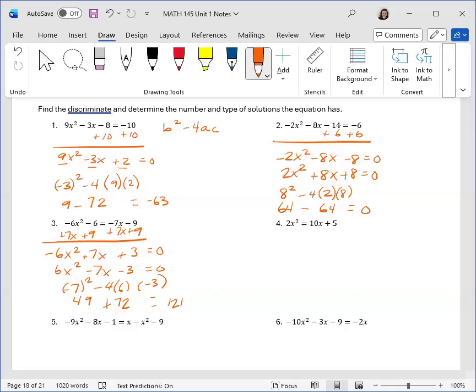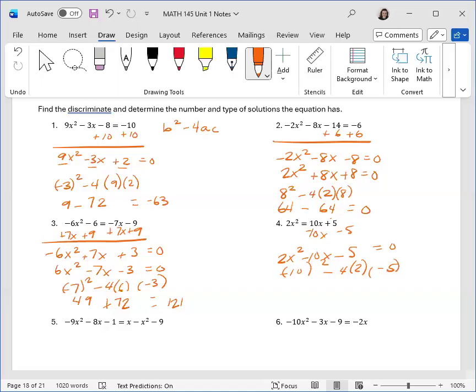All right, the next example, again, getting it in the right form. I'm going to subtract 10x and subtract 5 from both sides. So I would have 2x squared minus 10x minus 5 equals 0. Evaluating the discriminant, b squared minus 4 times a times c.